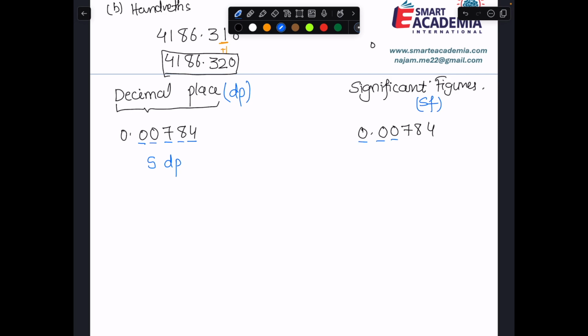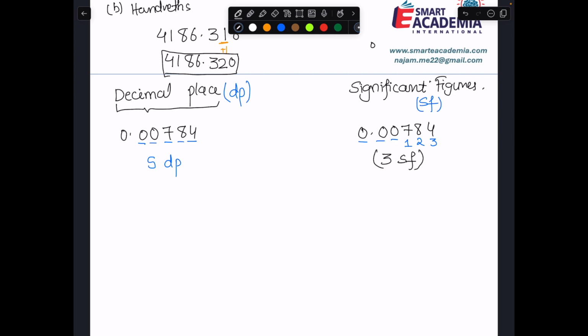So these are all zeros. We do not consider zeros on the left side. The first significant digit would be the number which is non-zero. So that's the first significant digit. This comes the second significant digit. This comes the third significant digit. So we have 3 significant figures in this particular number.